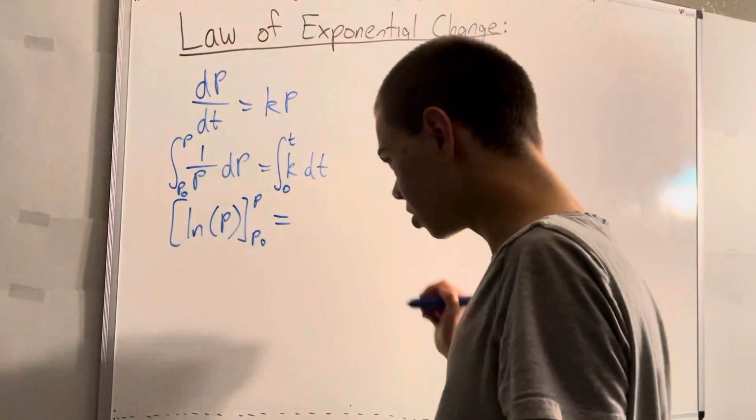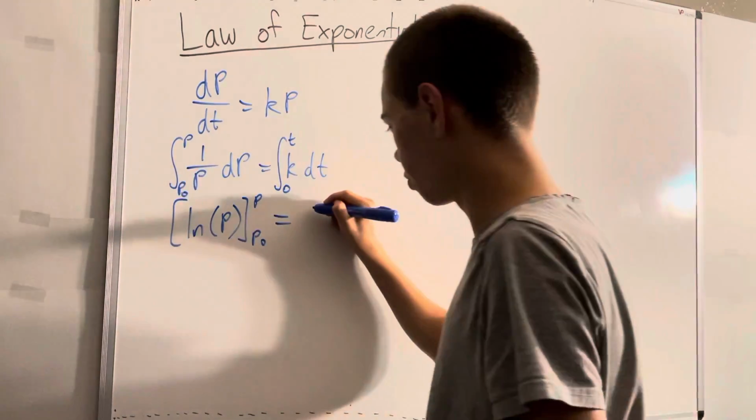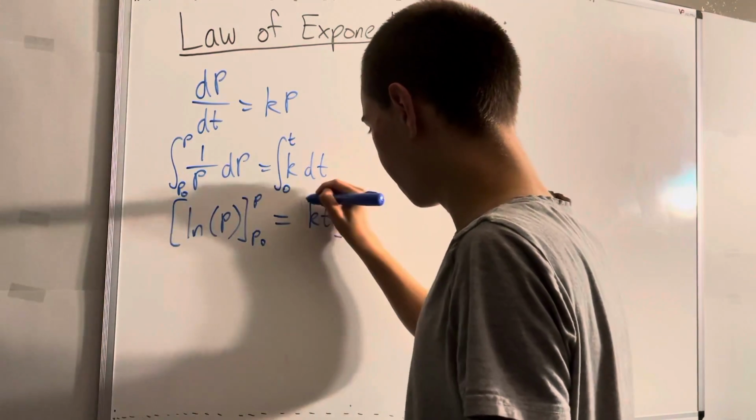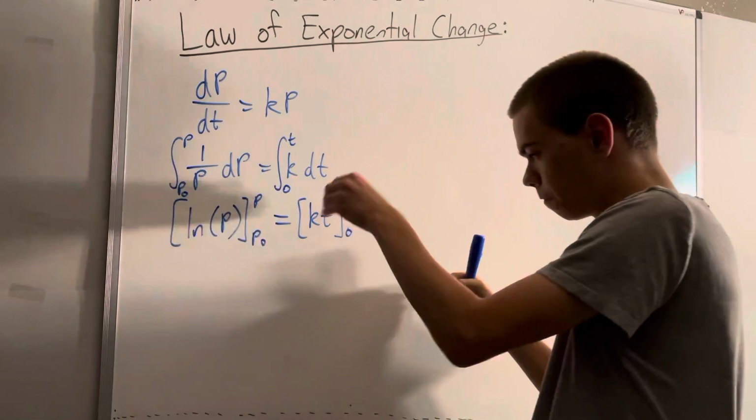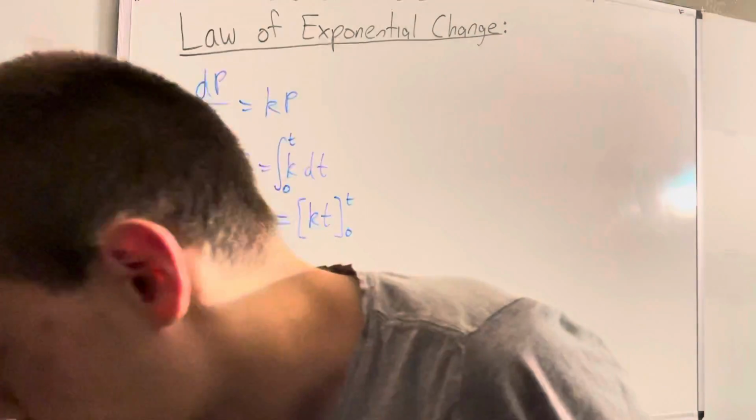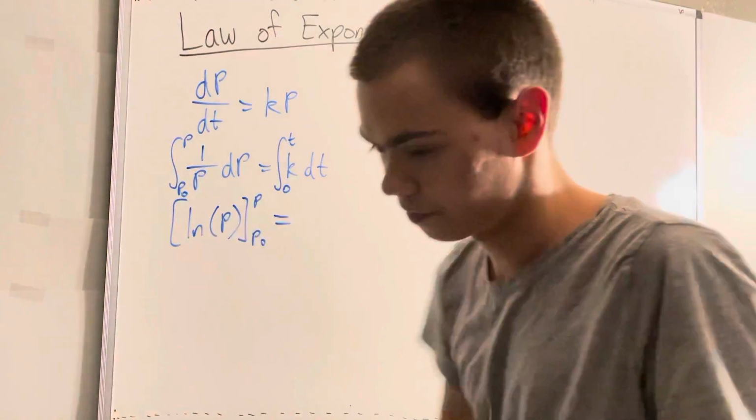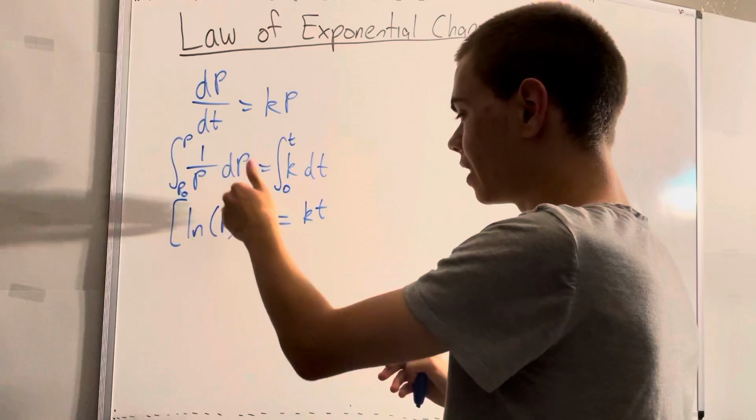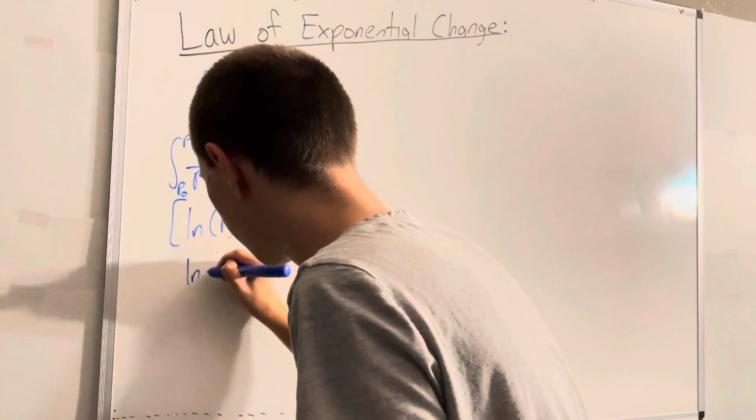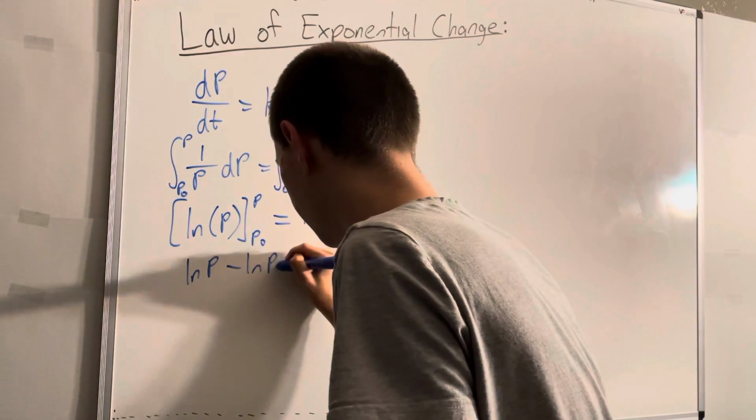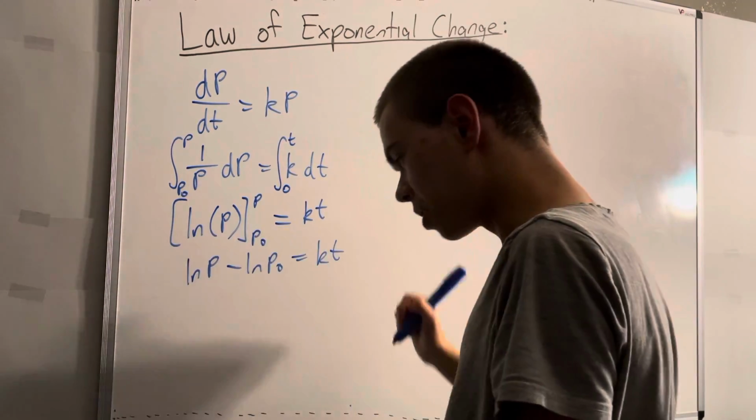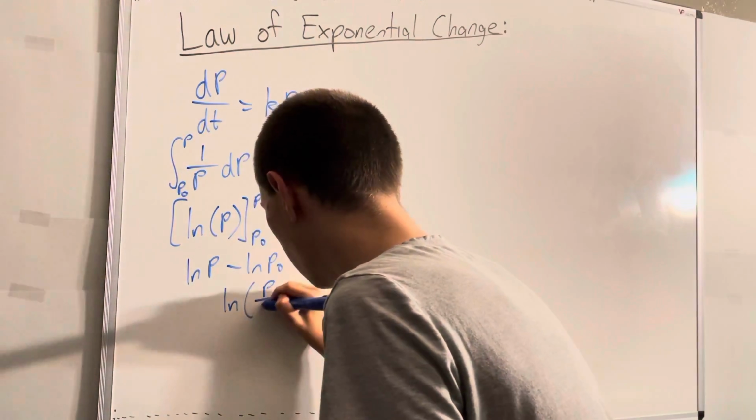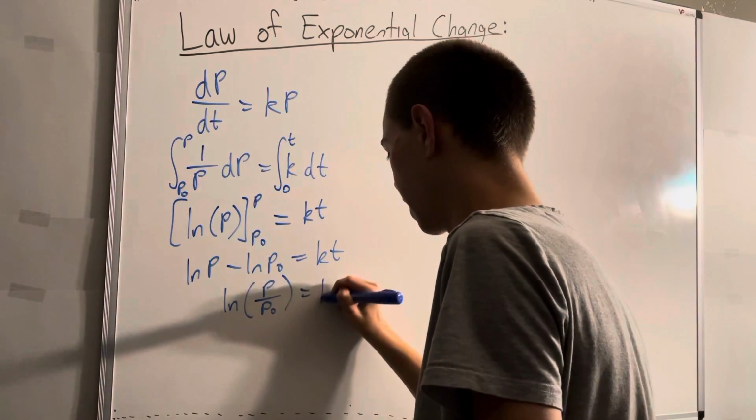The integral on the right is just going to be kt, integrated from 0 to t, so we might as well call it kt. Now, evaluating the left side of the equation, this is the natural log of p minus the natural log of p0. We also know the rule for subtracting logarithms, so this is the natural log of p over p0, which is equal to kt.